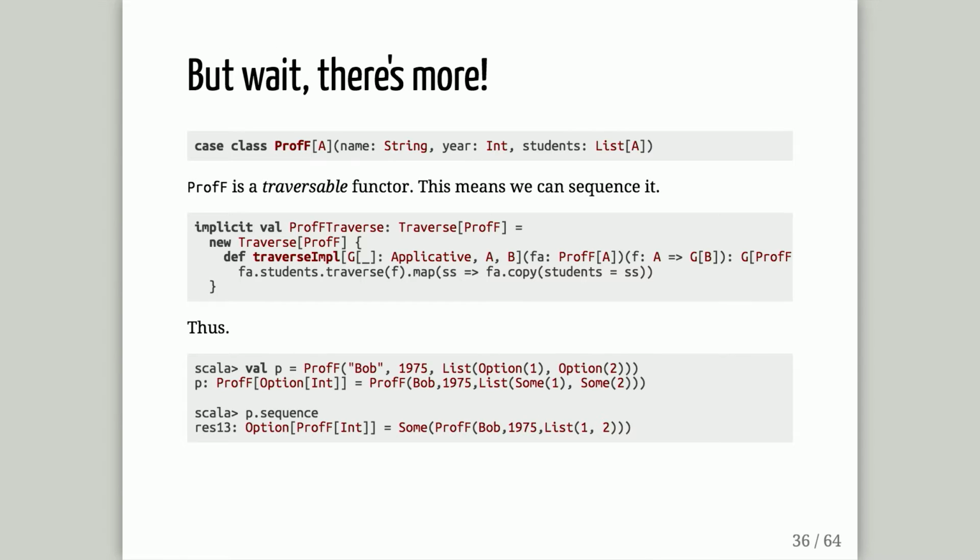If G is an applicative functor, don't worry about the implementation. Look down at the bottom and just look at the types. We have a Proff of Option[Int], and when we sequence it, we get an Option of Proff[Int]. So it flips those outer type constructors. That's a really useful thing to do.